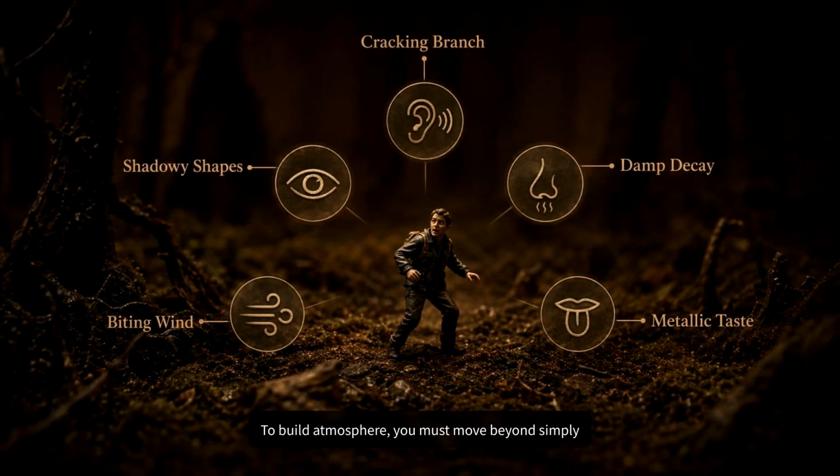To build atmosphere, you must move beyond simply describing what a setting looks like. Atmosphere is the culmination of multiple sensory details, carefully filtered through a character's current mood and physical state. We achieve this by engaging the 5 senses: sight, sound, smell, touch, and taste. Instead of just seeing a dark forest, a frightened character might hear the sharp crack of a branch. They might smell damp decay. They might feel the biting wind. These layered sensory choices transform a static backdrop into a living, breathing experience.